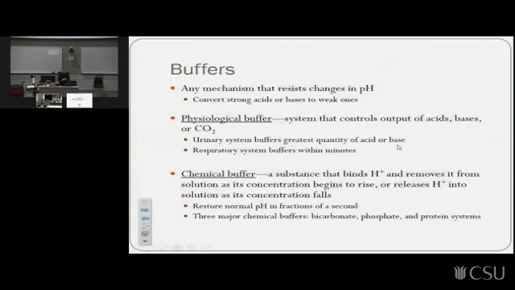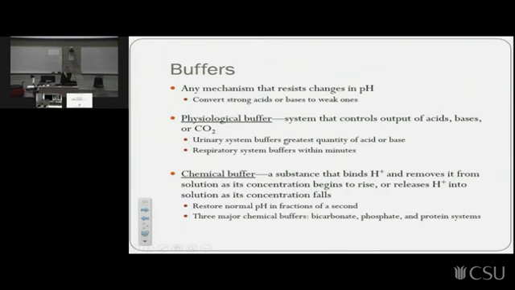So buffers are any mechanism that resists changes in pH. This converts strong acids or bases to weak ones. Okay, so where we've got strong ones, meaning maybe we've got a higher level, so if we've got a strong base, we've got lots of hydrogen ions that are ready to be released and essentially will be excreted out with urine. So there are physiological and chemical buffers. Physiological buffers are systems that control the output of acids, bases, or carbon dioxide. This includes the urinary system and the respiratory system.